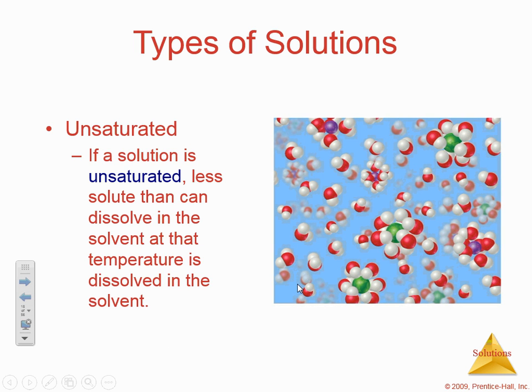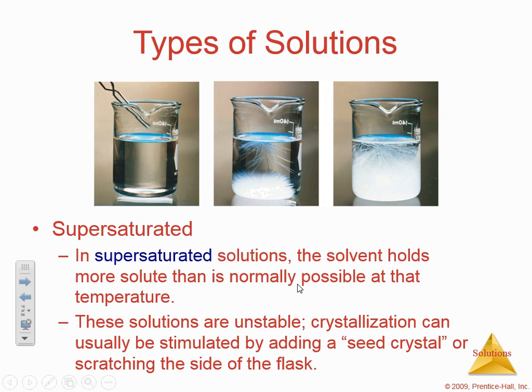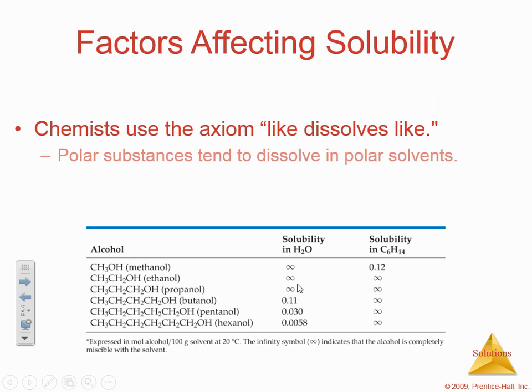Now, unsaturated is very simple. It's holding less than what it can hold at a particular temperature. And then supersaturated solutions: the solvent holds more solute than it normally can at a given temperature. Now, when it does this, it is very unstable, and crystallization can happen at any time if you drop a seed crystal in. I will do a demo in class when we talk about this, so you can get the idea of how a seed crystal forms crystals. Very, very cool process.